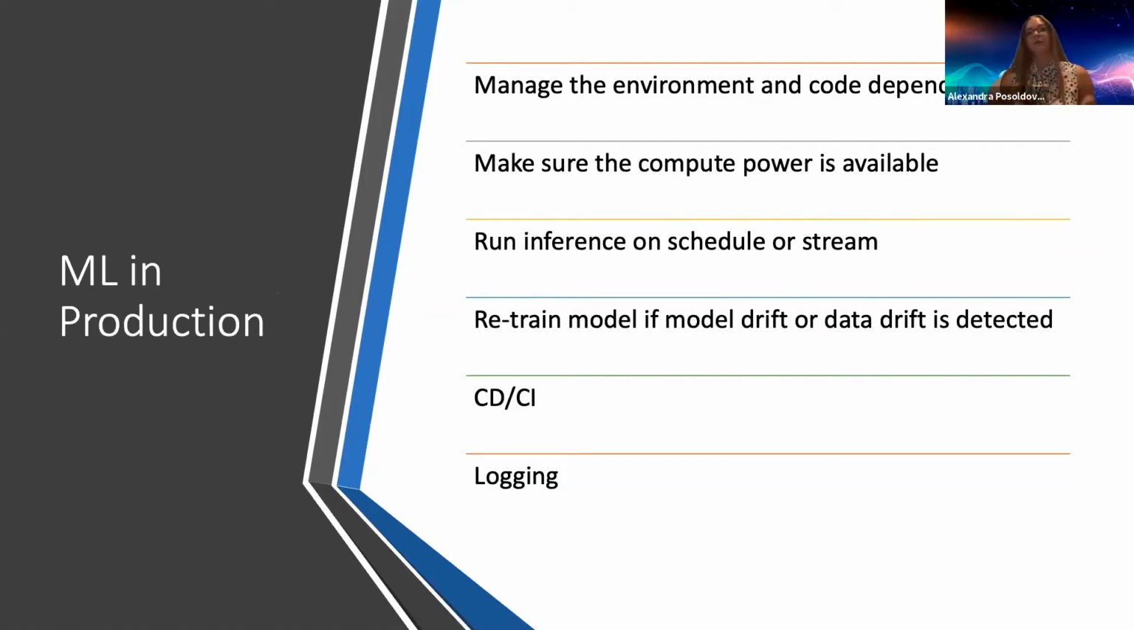Then, as I mentioned, you retrain the model. If data drift is detected, you probably want to update the model and improve your machine learning pipeline, so continuous development and integration. And register logs, any error messages, and progress of the code, in some form.